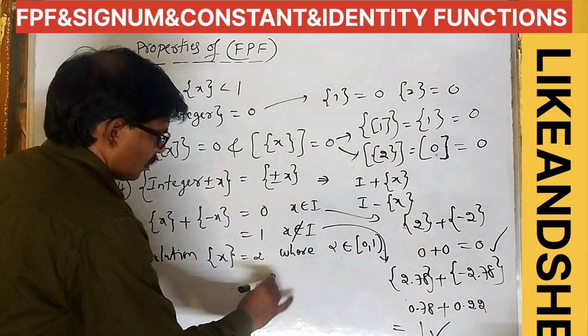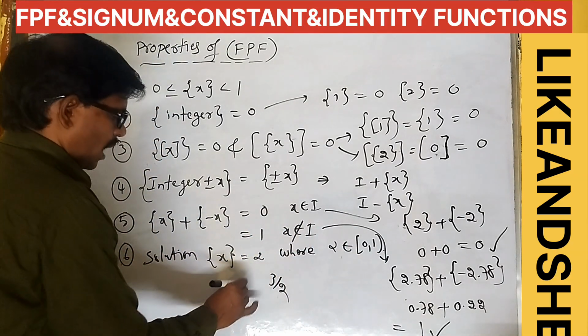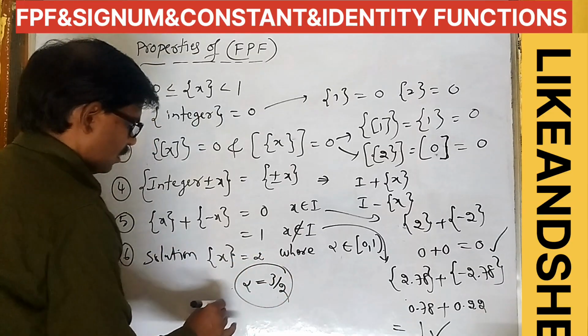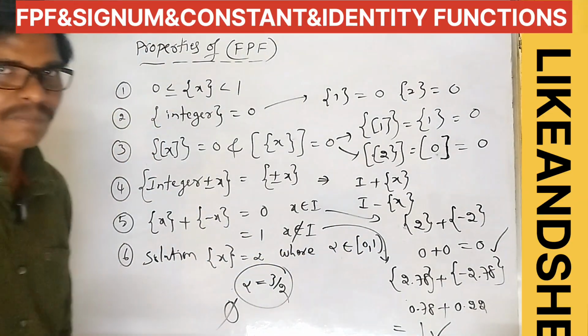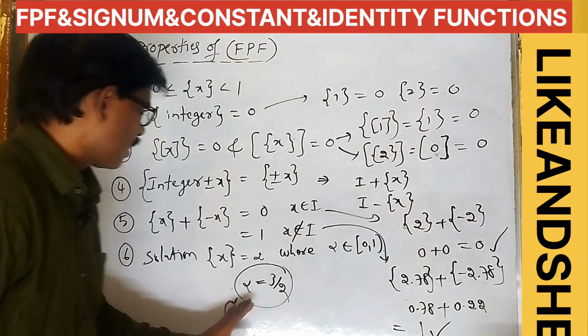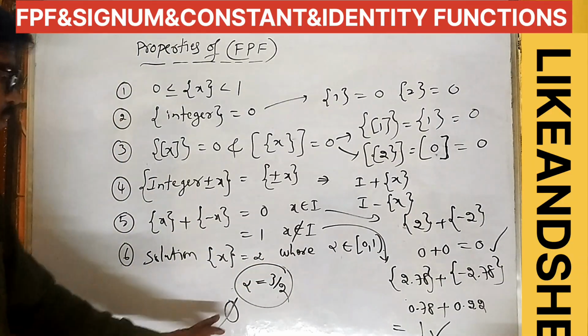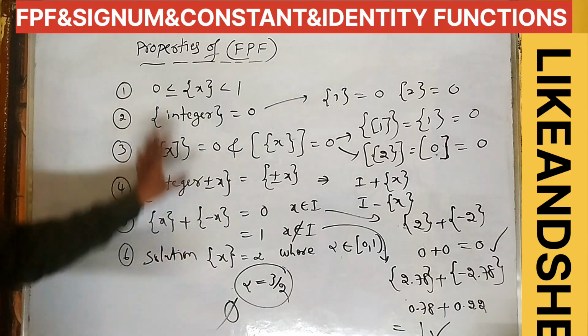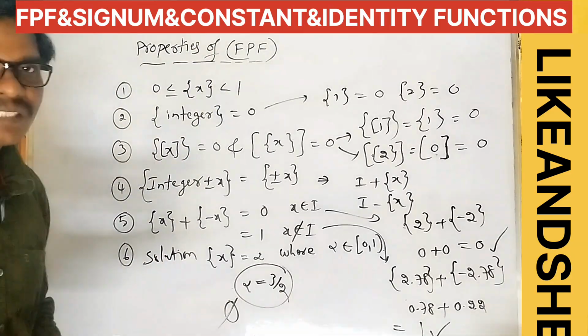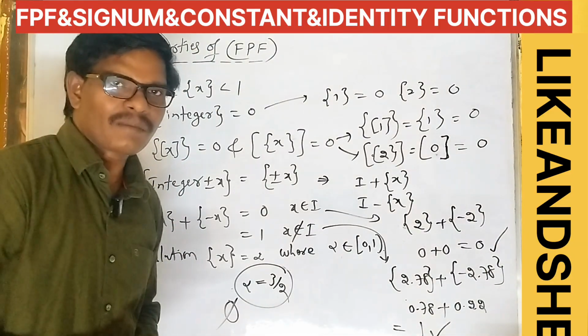Suppose, for example, alpha is equal to 3/2. This is not possible, because the fractional part lies between 0 and 1 only. If we take 3/2, it is not possible. These are the properties of the fractional part function.